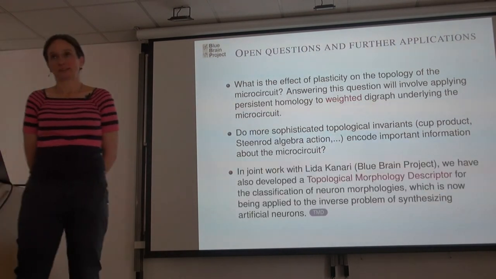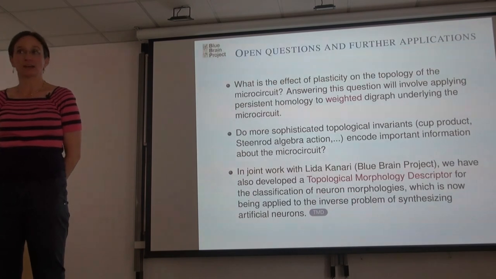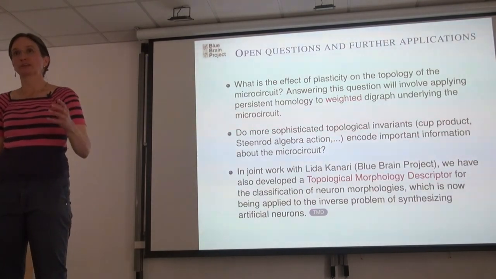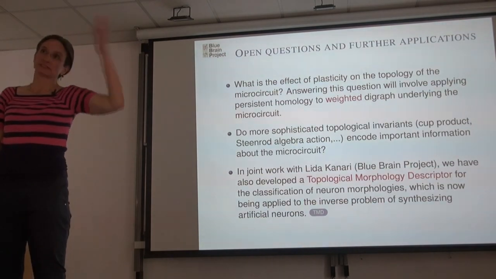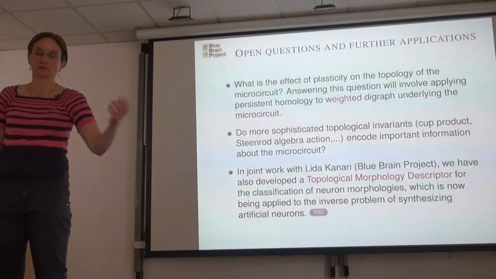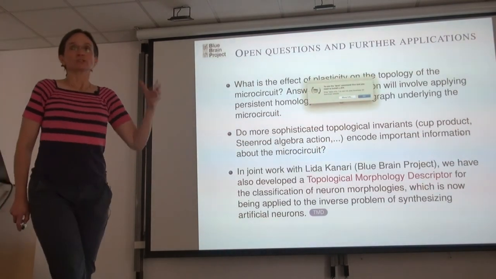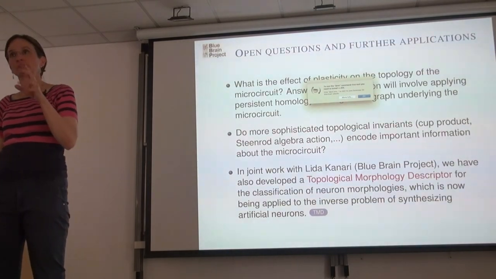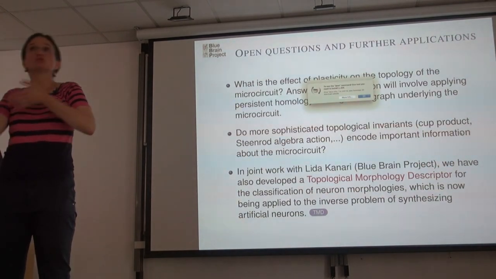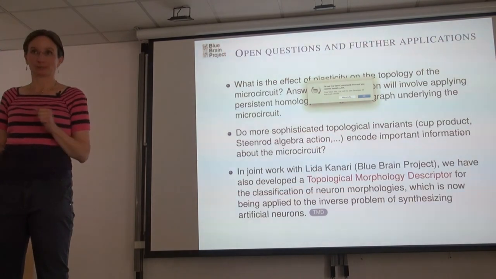And something I didn't have time to talk about today, but I think is very interesting, is that we've also been working on using persistent homology to analyze neuron morphologies. One thing we want to do for later drafts of the microcircuit is to have a wider variety and a better selection of different precise neuron morphologies to use. And for that, you need to synthesize a lot of artificial neurons. One way to synthesize them is to understand what the structure of the neurons really is. So together with a PhD student named Lida Kanari, we've developed something we call a topological morphology descriptor, which is a way of associating a persistence diagram to a specific neuron, which turns out to be very good for classifying neurons, even better than human experts, which is very good.